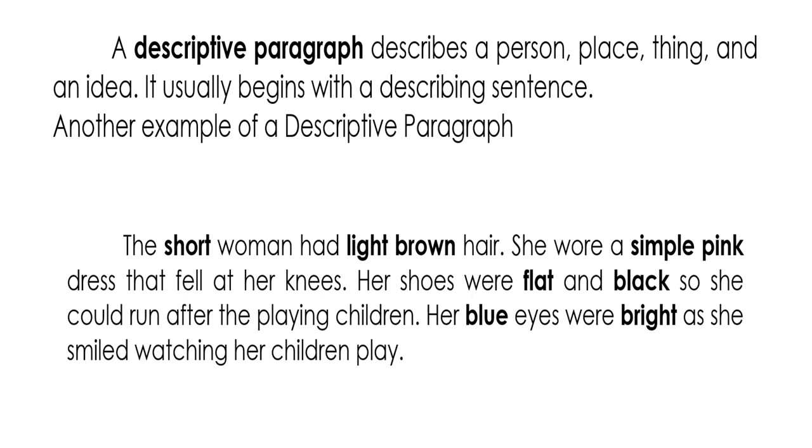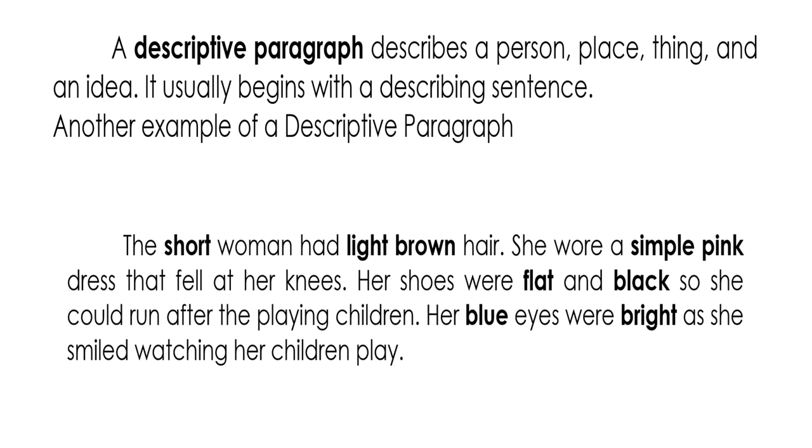Okay, flat and black, right? These words describe the word shoes. Blue eyes. What's the color of the eyes? All right. It is blue. Okay. See, another one is bright. So these are examples of describing words. They are used to describe a person, an animal, place, thing, and an idea.